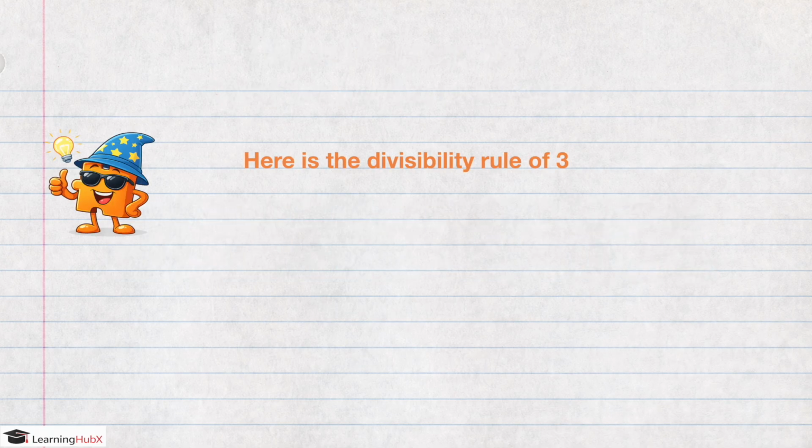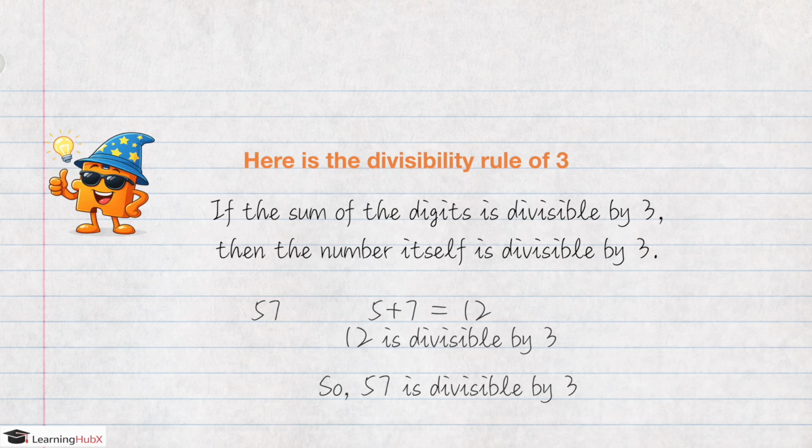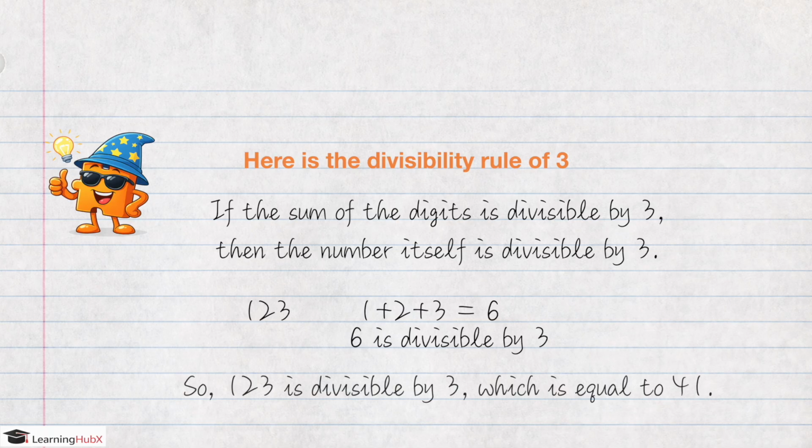Now here's the divisibility rule for 3. If the sum of the digits is divisible by 3, then the number itself is divisible by 3. Let's check 57. 5 plus 7 equals 12. 12 is divisible by 3. So 57 is divisible by 3, and this works for any number. Let's try 123. Add the digits. 1 plus 2 plus 3 equals 6. 6 is divisible by 3, so 123 is divisible by 3. In fact, 123 divided by 3 equals 41.